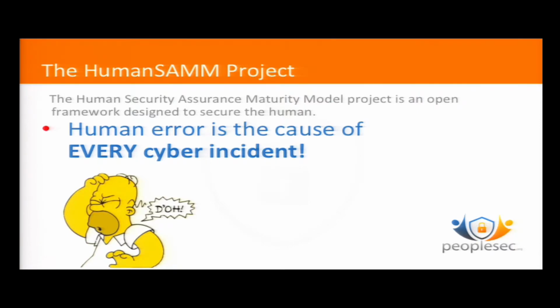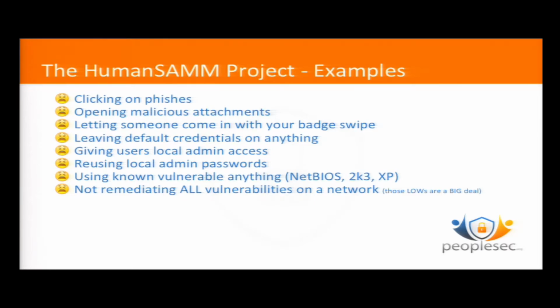But for right now, we're going to start with the biggest, most glaring vulnerability, and that is users doing stupid things and getting your networks infected. It's our opinion that every single incident is a result of human error. Now, I get that only like 90% is due to phishing. But when you actually look at it, there are a lot of other examples. Some really obvious ones are clicking on phishes, or opening malicious attachments.